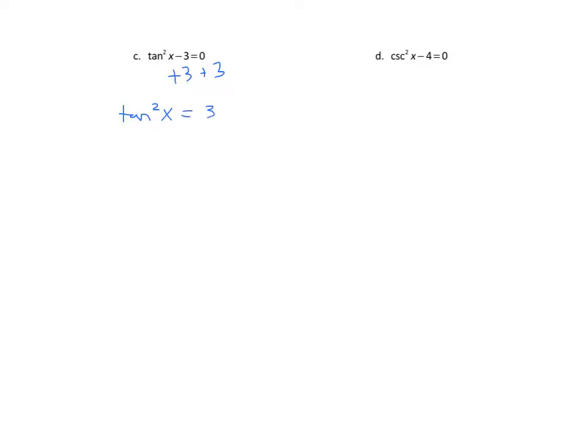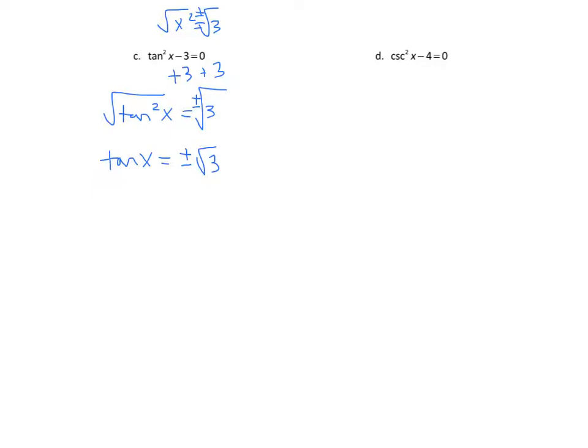And then to solve this, it's kind of like having x squared equals 3. We would take the square root of both sides and remember to put plus or minus on the side with the number. We put a plus or minus in front of the square root of 3, and that cancels out the square, so we just get tangent of x equals plus or minus the square root of 3.